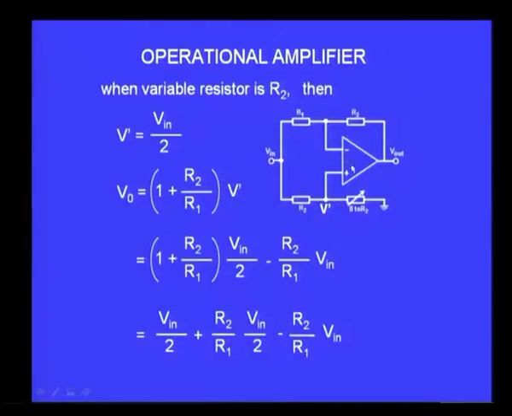Assuming the input resistance of the operational amplifier to be very large compared to these resistors, these two resistors form a potential divider circuit. It is going to divide the V in, so that V prime, which is the actual voltage at the non-inverting terminal, will be V in by 2, because the two resistors are equal and divide it into half. So, when I have the potentiometer at full value R2, I will only apply half of the input voltage at the non-inverting terminal.